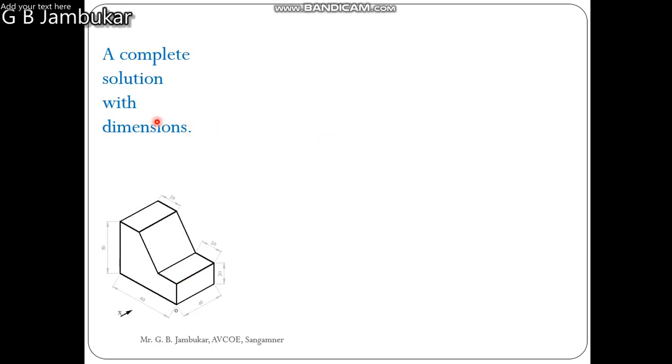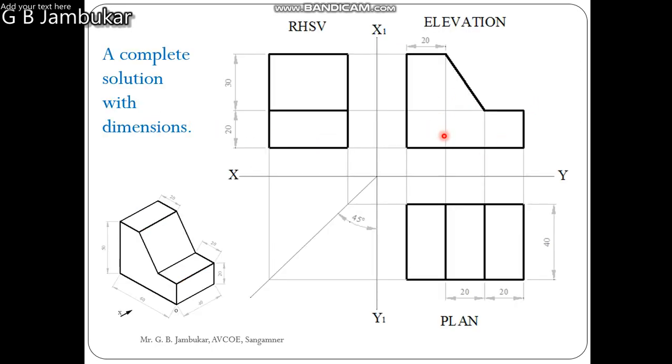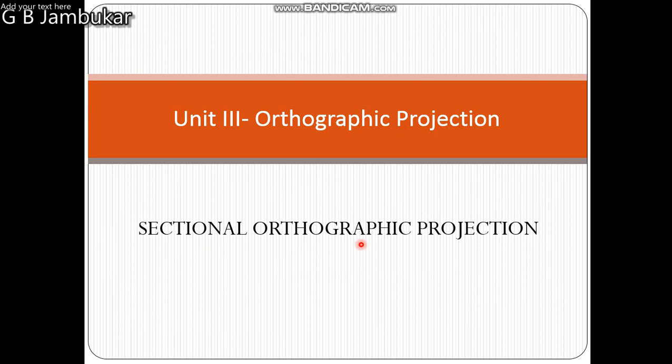Now the complete solution with our dimension will be like this. The elevation, that is the front view, the top view and the side view, the projections are taken over here. From this intersection point of xy and x1 y1, we have to draw the line at 45 degree, and from every corner of a plan or top view we have to draw the lines to get the dimension in the side view. So in this way we can draw the front view, top view, side view of an object without a section. Okay, next is the sectional orthographic projection.